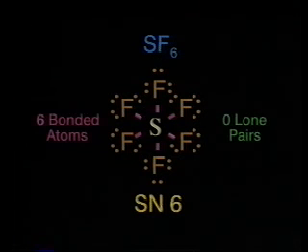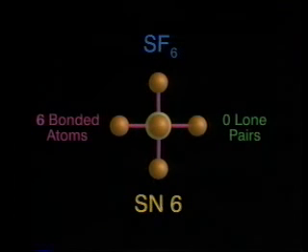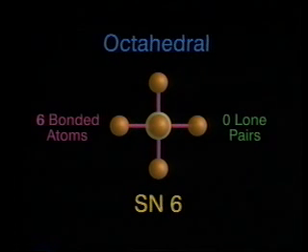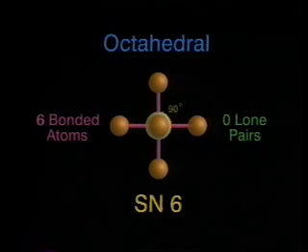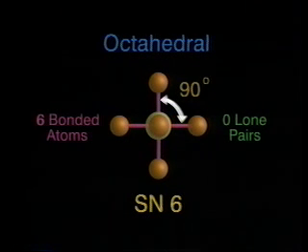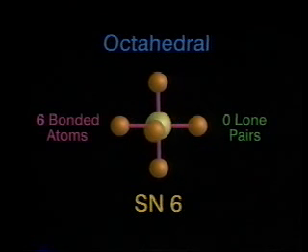SF6 is an example of a steric number of 6. There are 6 bonded atoms and no lone pairs. All of the atoms repel each other equally, producing an octahedral shape in which every bond angle is 90 degrees.